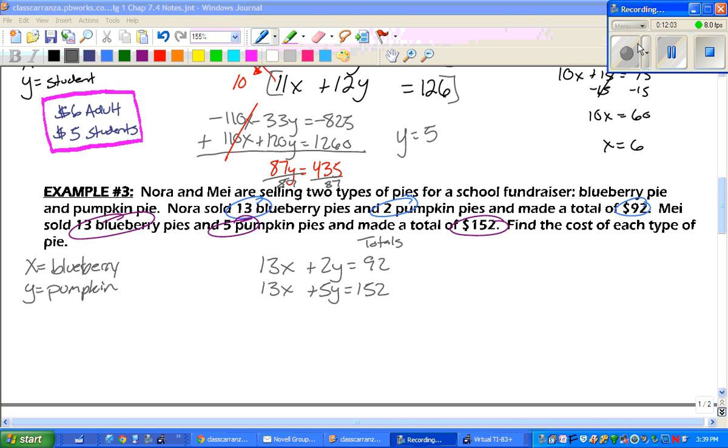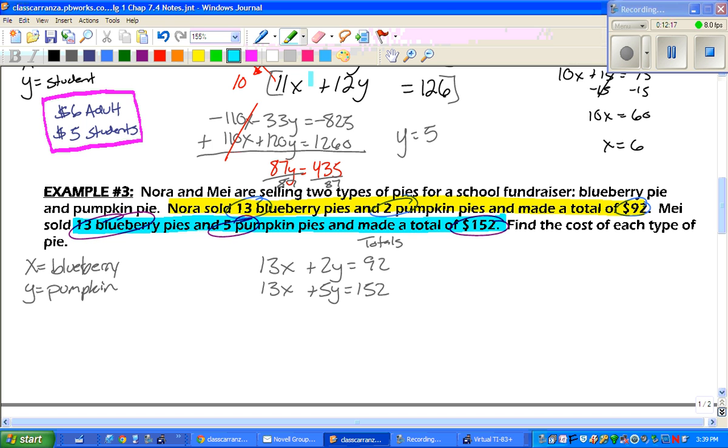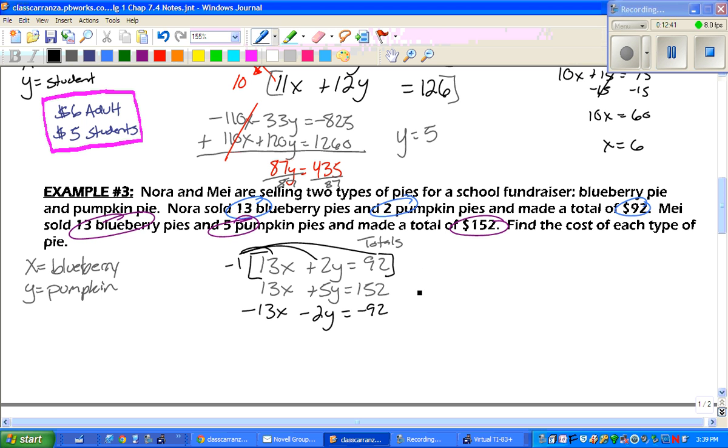Okay, and there you go. So the x was blueberry, the y was pumpkin, 13x. Just remember that one sentence gives you one equation, okay? One sentence gives you one equation. So now when we're going to eliminate, it doesn't matter which one. We're going to cancel our x's. And so I just need to make one of those negative, okay? So you get negative 13x minus 2y equals negative 92, okay? So add those up.